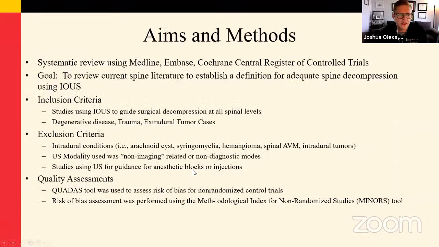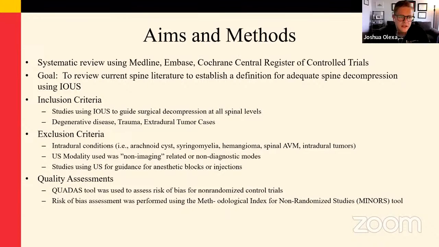So again, this is a systematic review. The way they did it was the way they do every review, where they went through several databases, including Medline, Embase, and the Cochrane Register. Again, with the goal of trying to establish a definition for adequate spinal cord decompression using intraoperative ultrasound.